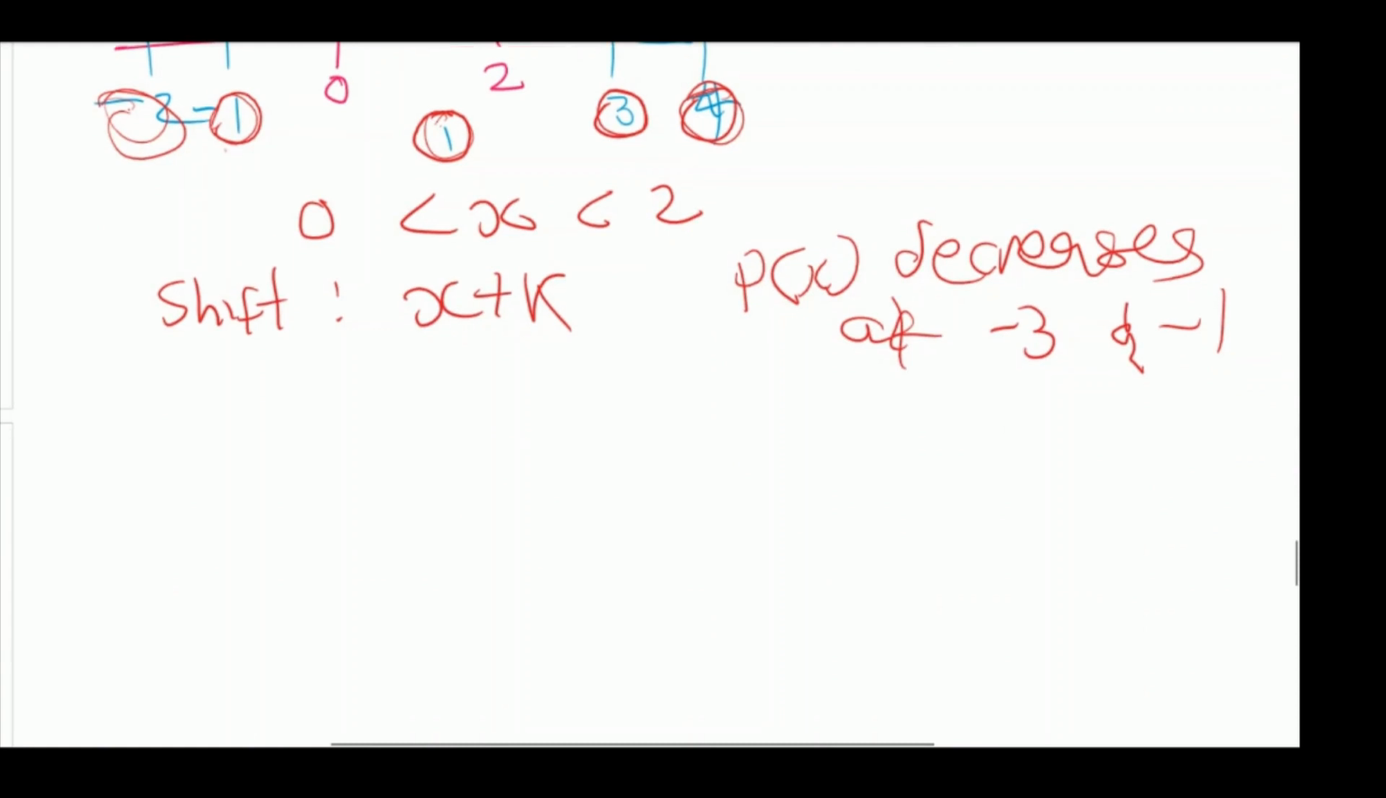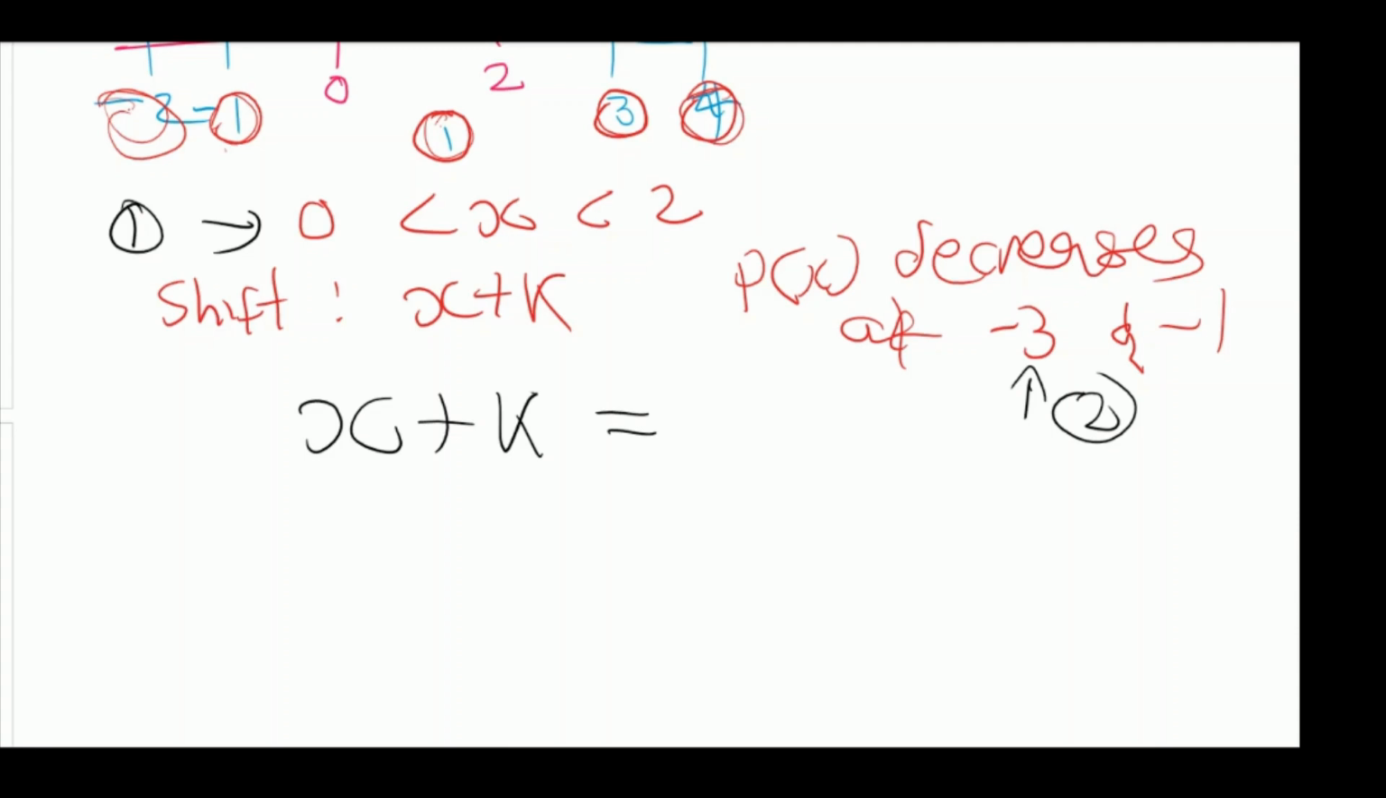So you're having all these conditions here. You have this condition 1, and we have this condition 2 here. So what you're going to do is say x plus k is equal to what? It's equal to a solution, right? So what solution is that? You know that the function p of x decreases between -3 and -1. So what is the value between -3 and -1? It is -2. So we are interested in this -2.